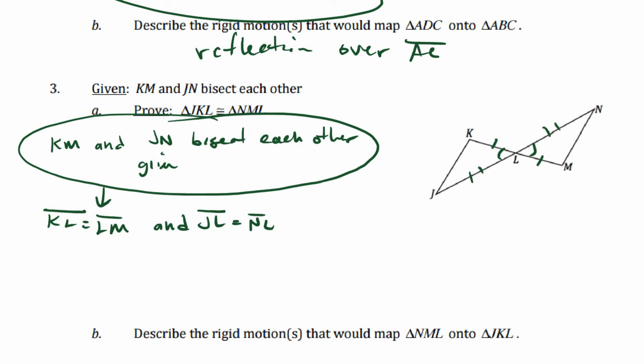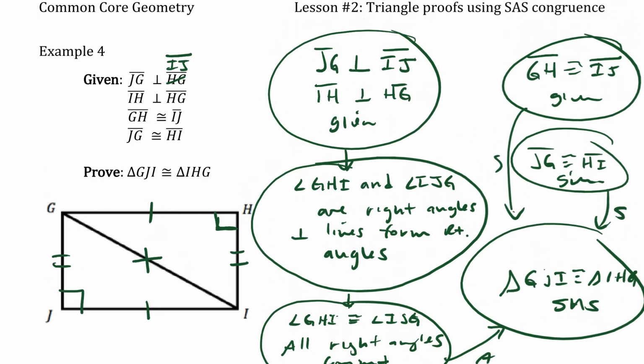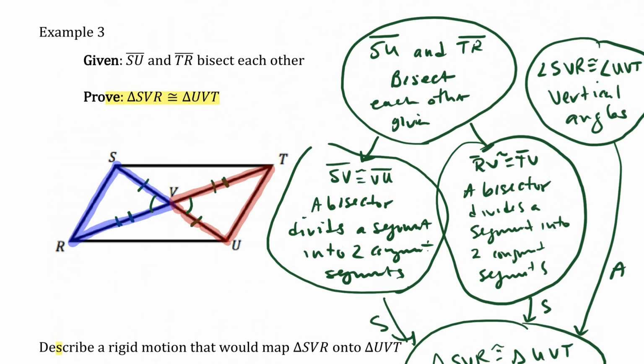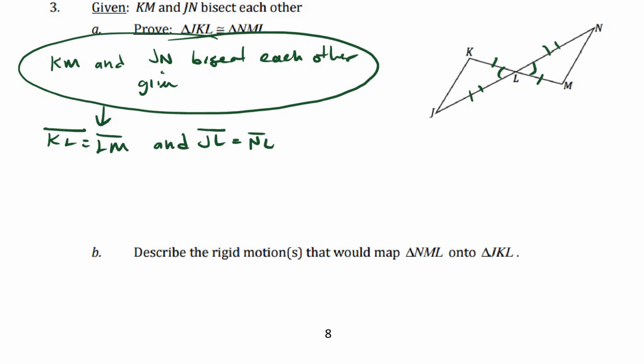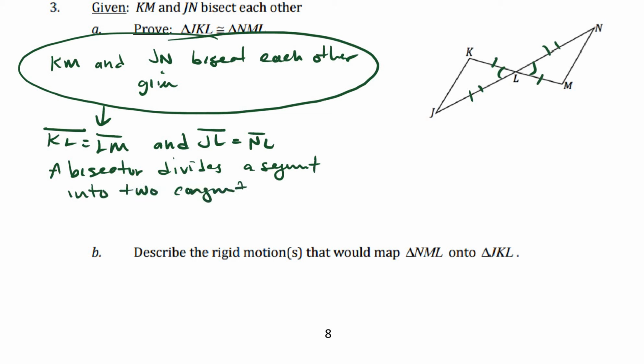Notice I'm putting these in the same statement because I don't want to have to write the same thing twice like I did back here. Right? So remember how I did this twice? Well, I'm only going to do it once, which I could totally do. So I'm going to say a bisector divides a segment into 2 congruent segments.